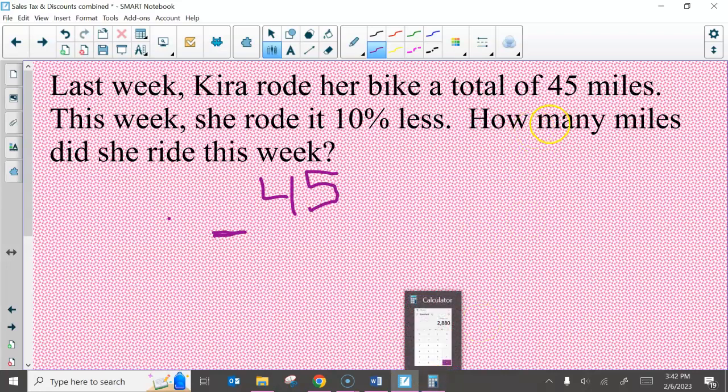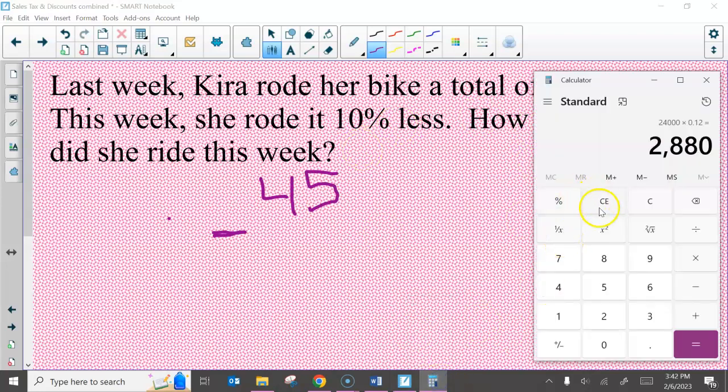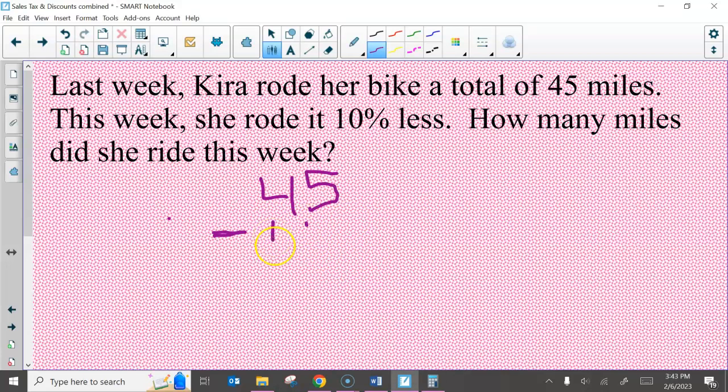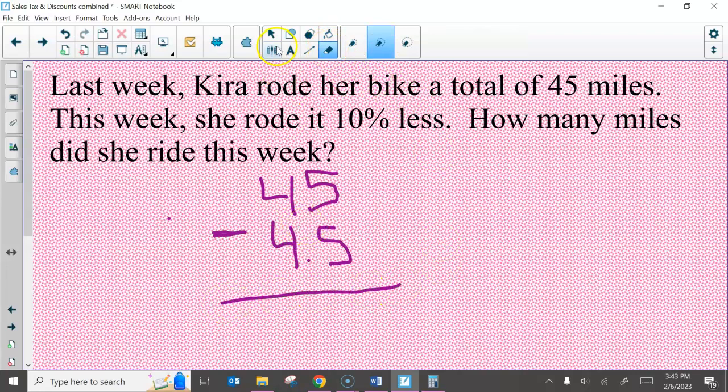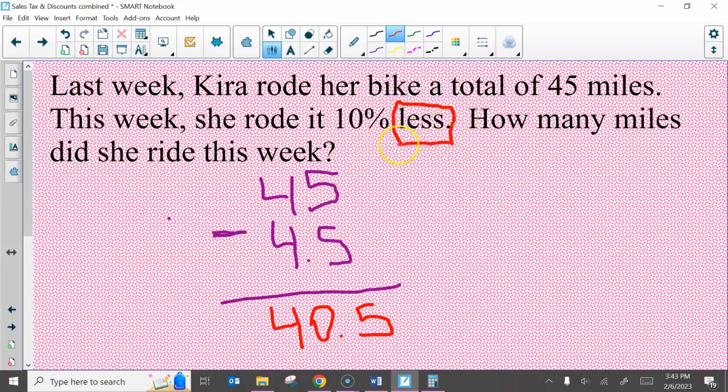Okay, so let's use our calculator, and we're going to do 45 times 10%. 4.5. So she is going to do 4.5 miles less. Okay, so we're going to do a little subtracting here. You plug into your calculator 45 minus 4.5, you would get an answer of 40.5. She rode 40.5 miles this week. Remember, we are subtracting because she rode less. That's your key word there.